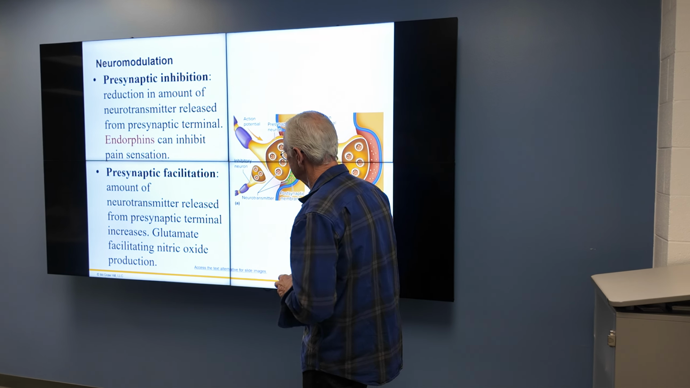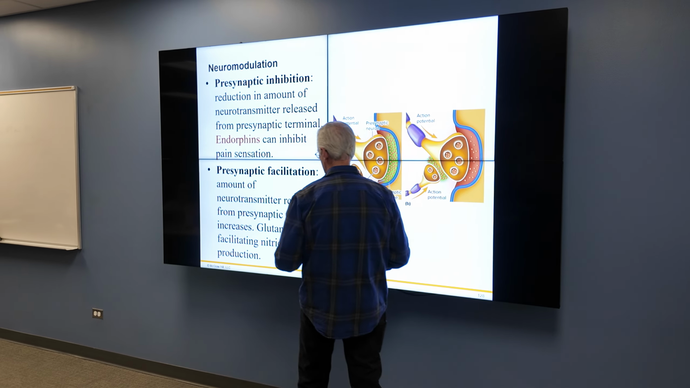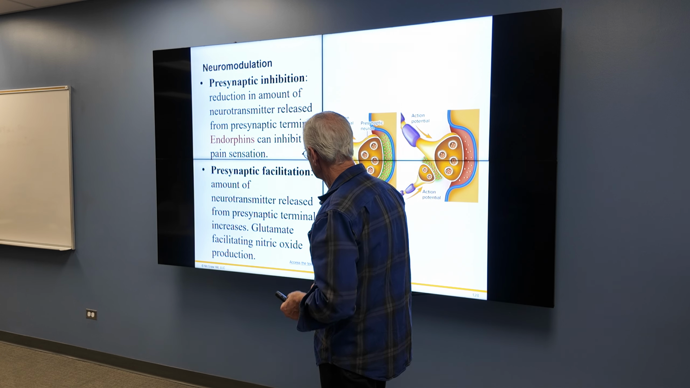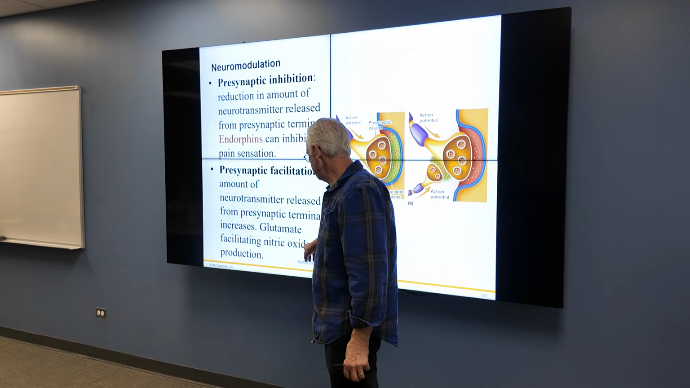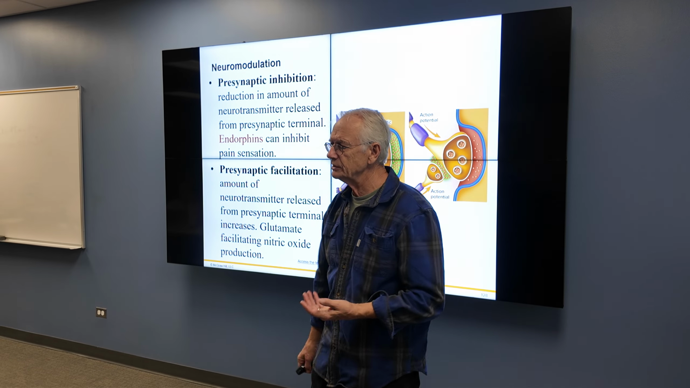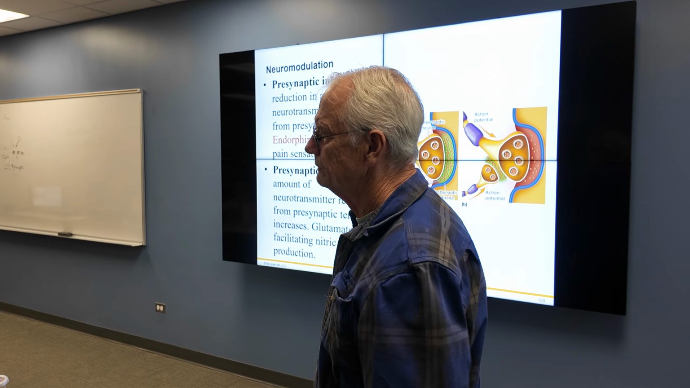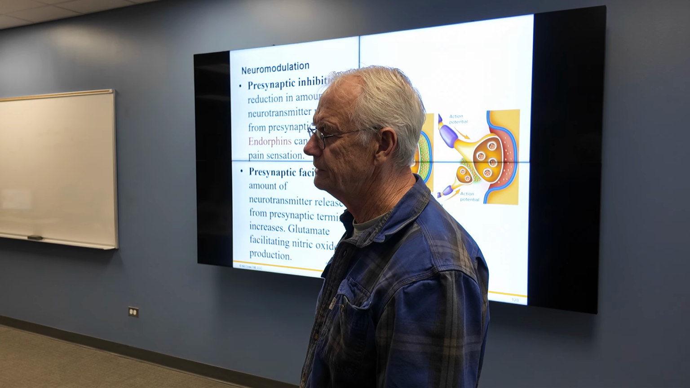Presynaptic facilitation, the amount of neurotransmitter released from the presynaptic terminal increases. Glutamate is one of those, facilitating nitric oxide production. What did he say nitric oxide was? The vasodilator. Vasodilator.